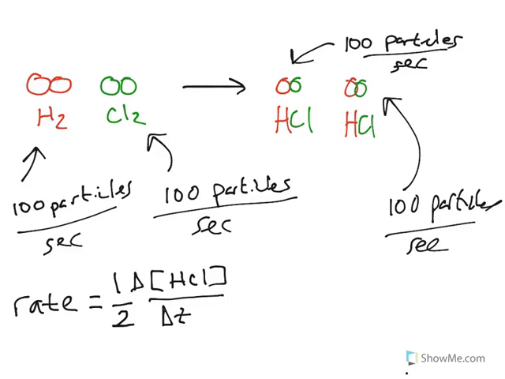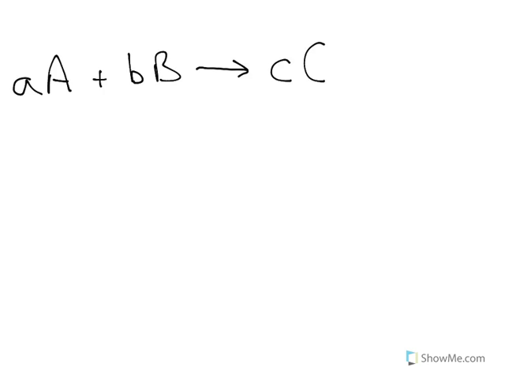Okay, so general form of a rate equation, we can finally do that. Let's say we take A plus B goes to C, all right? And I want to point out that the lowercase letter is the coefficient, and the uppercase letter is the chemical.